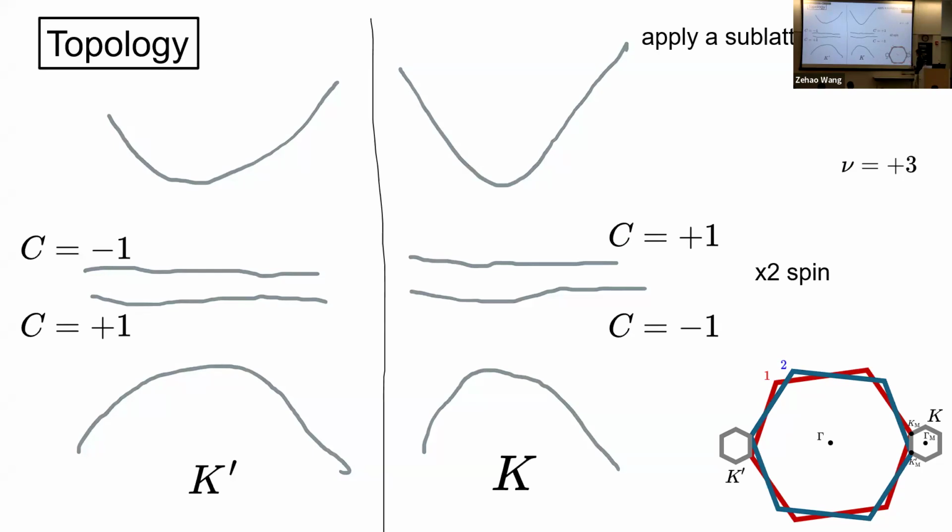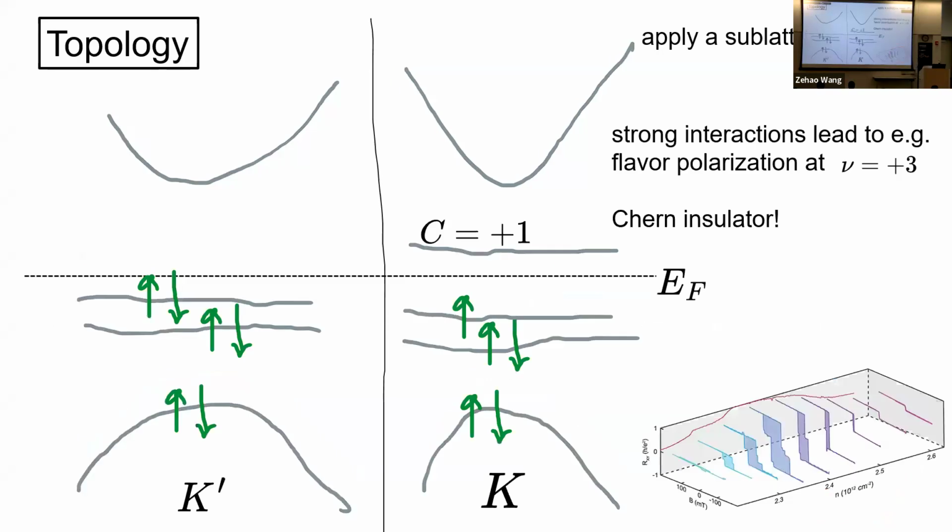So let's say we're at some fixed filling, like nu equals 3, right? So at nu equals 3, you have to fill 7 of these 8 central bands. And if you have strong interactions, then you may want to reduce the exchange energy by polarizing, by inducing spin or valley ferromagnetism. So this is what I've done here. You can see that I've filled, obviously, the remote bands, but I've also filled 7 central bands, but I've left 1 band, which is K and spin down, empty. And this is now a Chern insulator, right, because there's a net Chern number.